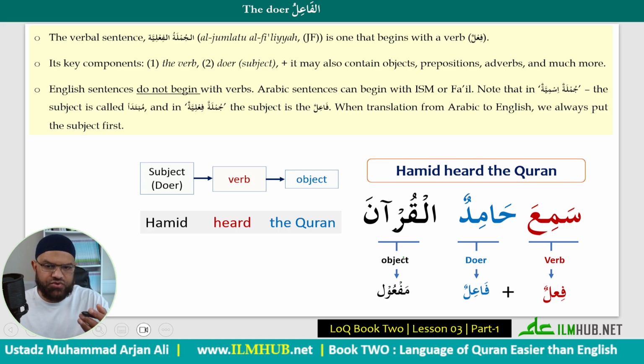So first thing you do is identify the type of sentence this is, whether it's Jumla Ismiya or Jumla Fi'liya. And again, the hint is Jumla Ismiya begins with an ismun, Jumla Fi'liya begins with a fa'ilun or a verb. Once you've identified the verb, then you identify the doer, and if there are other things, objects, etc., you can identify those. But these are the two most important points that you need to note when understanding the difference between Jumla Ismiya and Jumla Fi'liya.